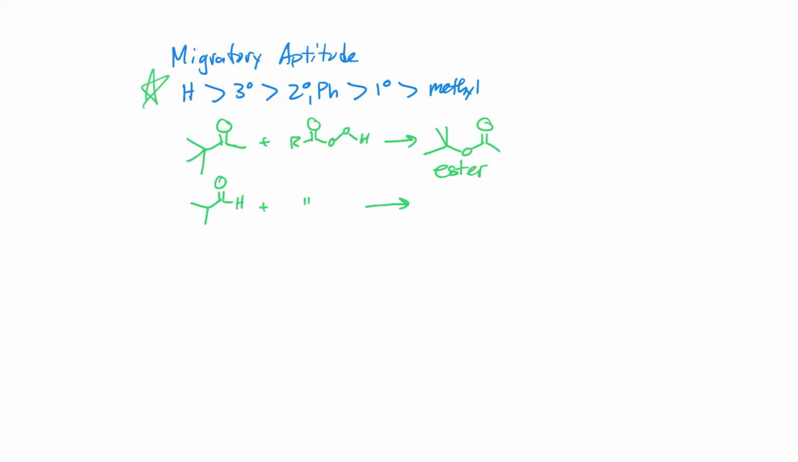Where do you think the O is going to be added? Will it be added between the carbonyl carbon and the H, or will it be added between the isopropyl and the carbonyl carbon? Again, check the migratory aptitude. The H is the most likely substituent to migrate, and so we will draw this again with an OH there. And so now we can see that this is a good way to take aldehydes to carboxylic acids.